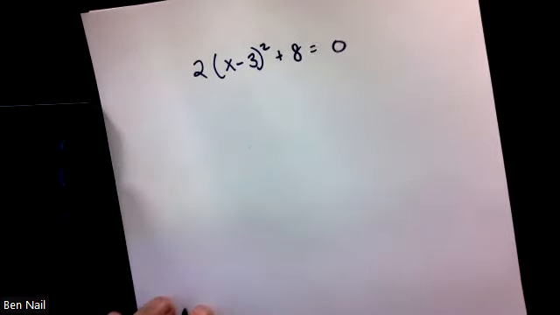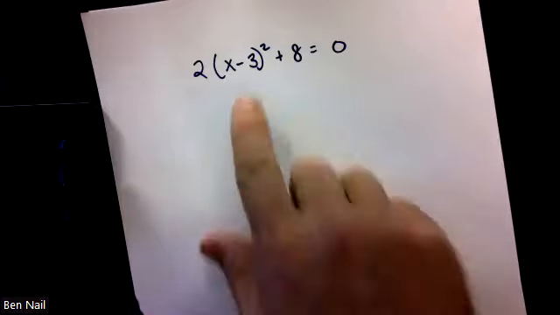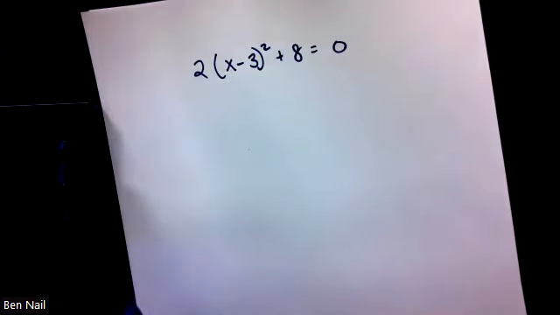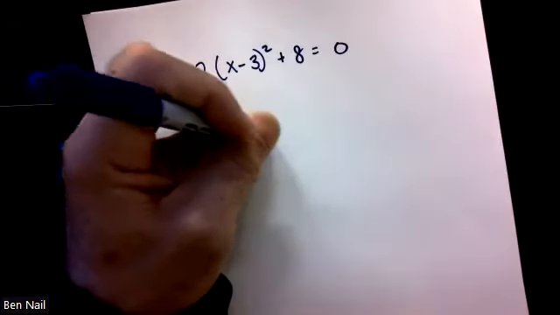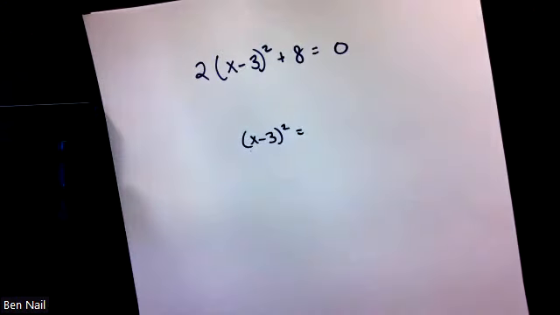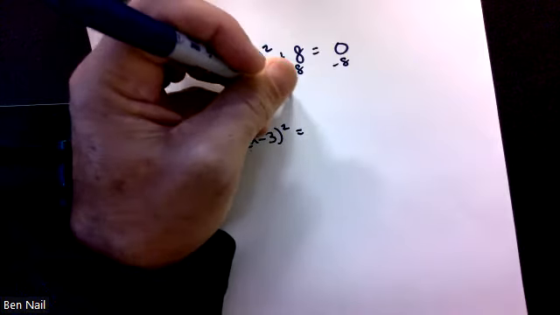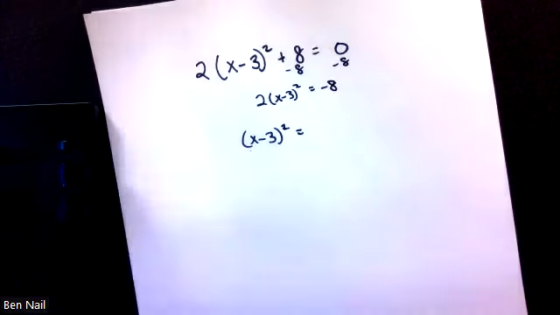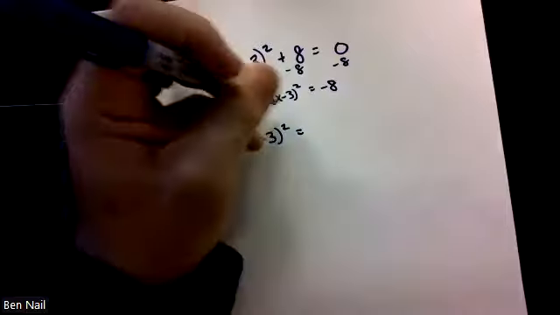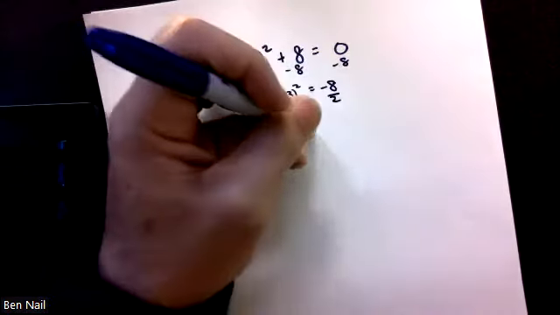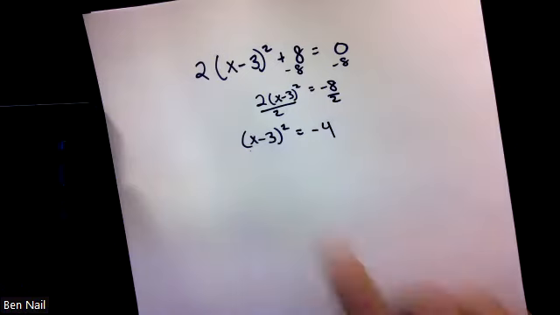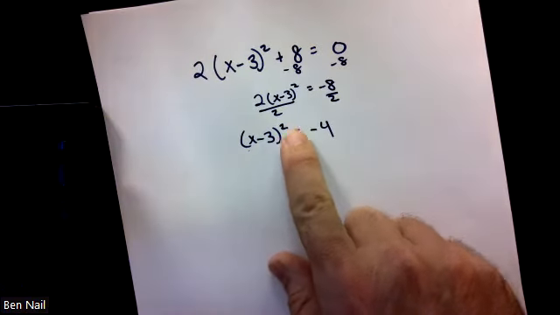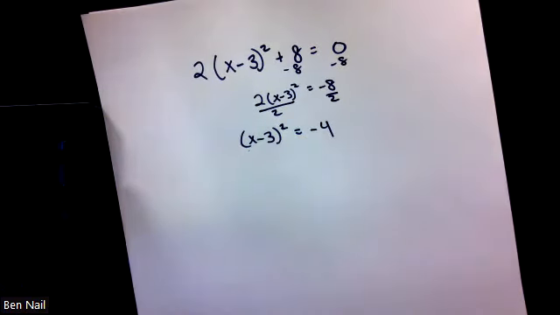All right. Again, when it comes to solving using the square root method, we want to isolate this squared portion, meaning we want to get this (x − 3)² by itself. To do so, we've got to get rid of the positive 8. Again, to get rid of it, we subtract. So 2(x − 3)² is going to equal negative 8. Divide by 2. Negative 8 divided by 2 is negative 4. So we have (x − 3)² equals negative 4.